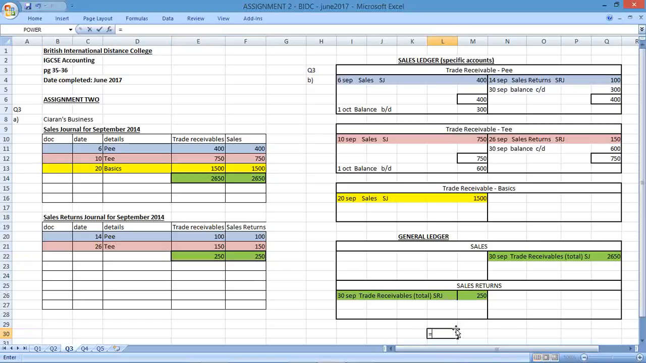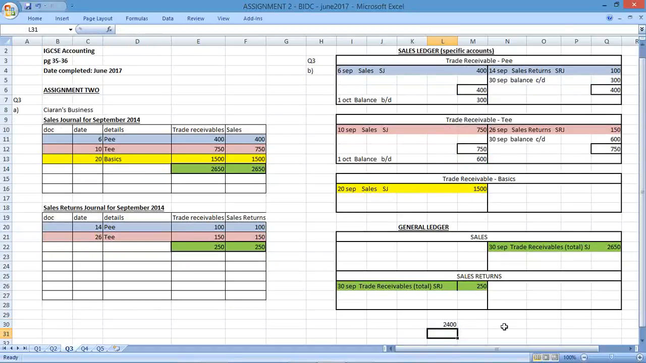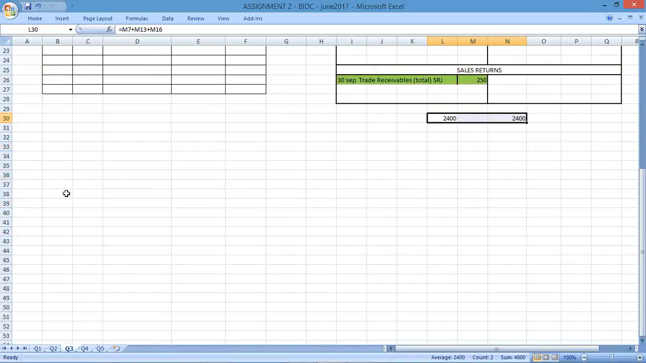So obviously if I take my sales ledger, there's my one amount, and if I add that amount and I add that amount, I get that total, which is 2,400, which should be the same as my total sales minus my returns, which are also 2,400. So you know you've done it correctly. And that was question 3B. We still have another question to look at for this particular assignment.